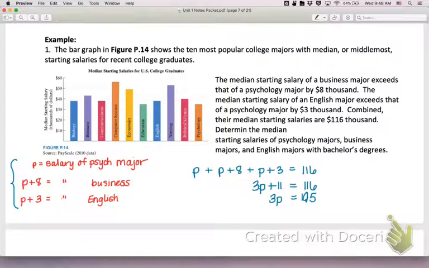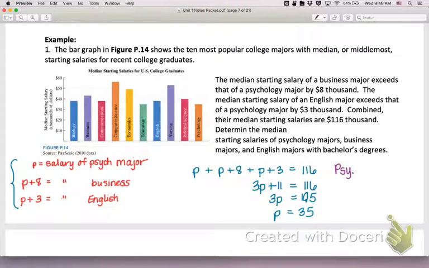And that means that P must be 35. Now again, we've solved the equation, but we have not yet answered the question. So again, the question is, determine the median starting salaries of psychology, business, and English majors. So to answer our question thoroughly, we need to use those variables.